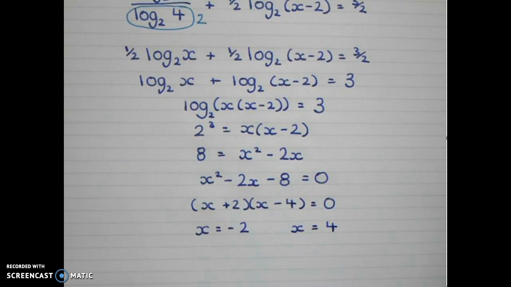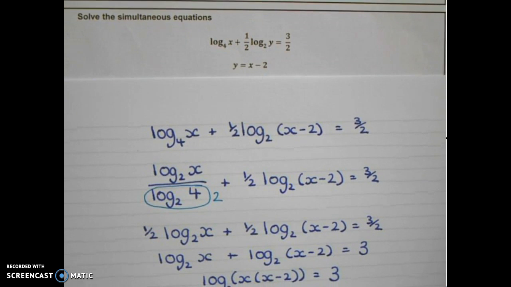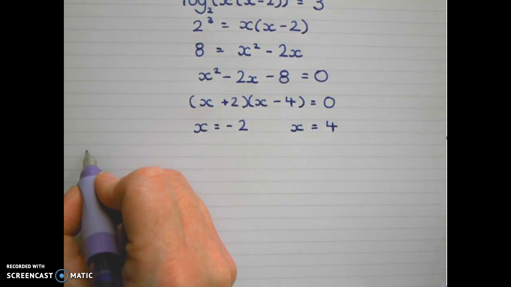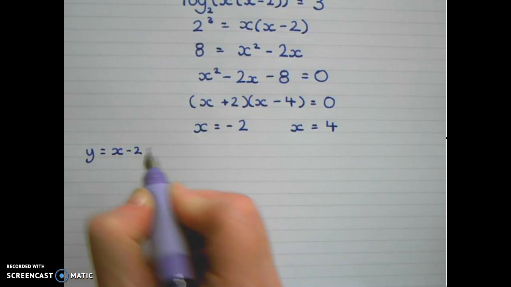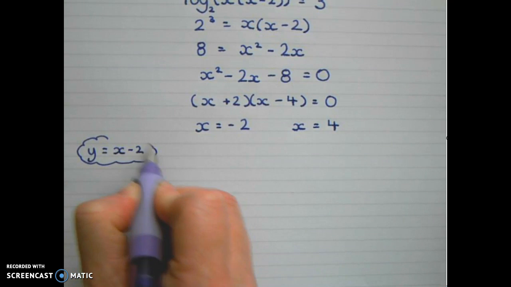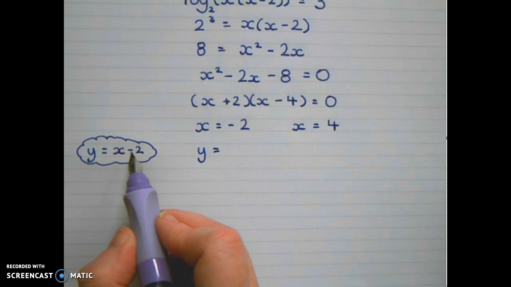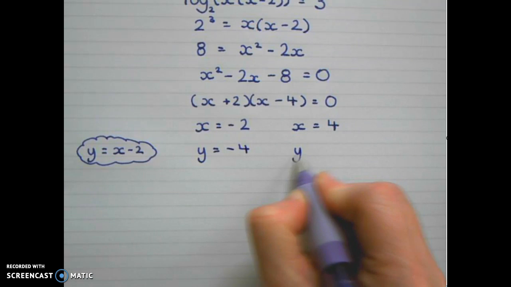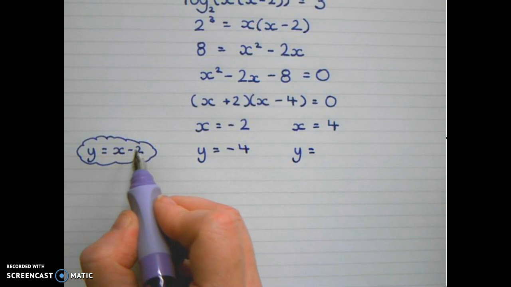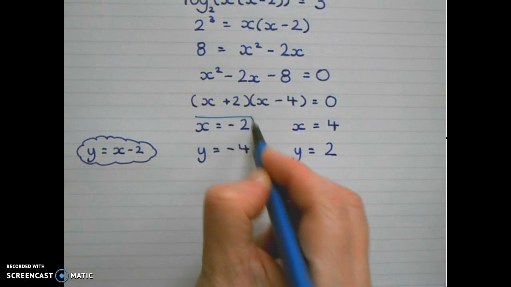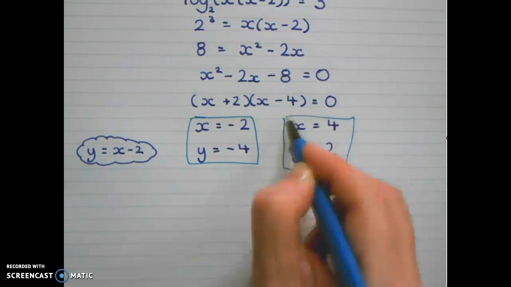Because these were simultaneous equations, we look back up at these, and we need to also find y. Now I would use this one to find y. You're told that y is equal to x minus 2. So if x is minus 2, y will be minus 2 take 2, which is minus 4. If x is 4, y will be 4 take away 2, which is 2. So those are my two sets of solutions for that question.